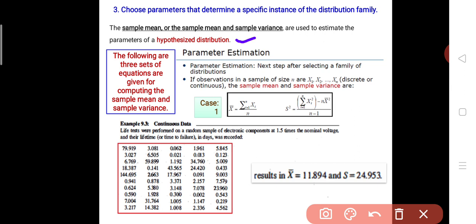In the first set of equations, this is related to observations in a sample of size n, say x1, x2, xn, which are discrete or continuous. Then the sample mean and sample variance are calculated by using these two equations, where xi is the value of the random number in the sample, right?